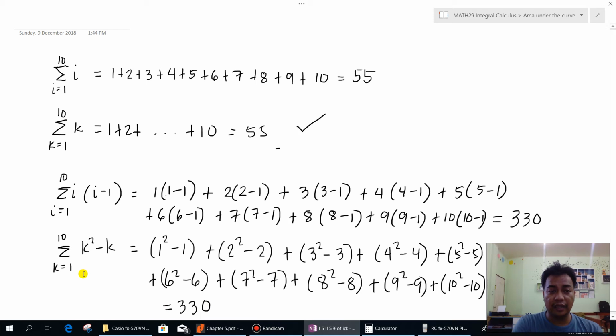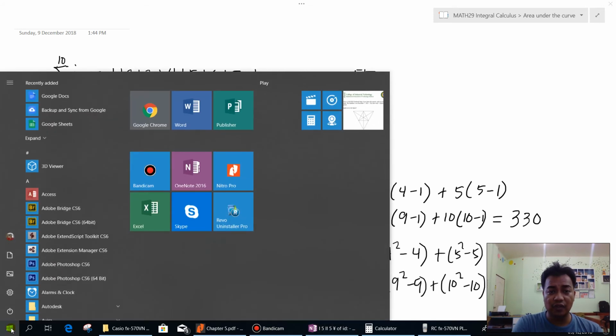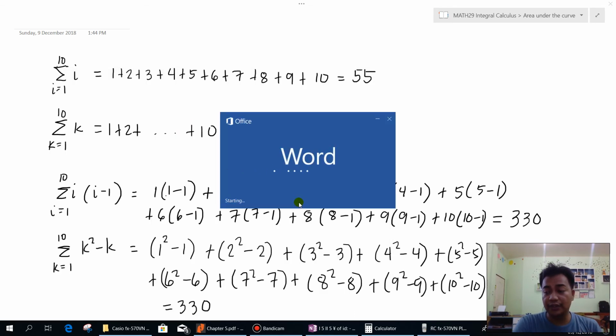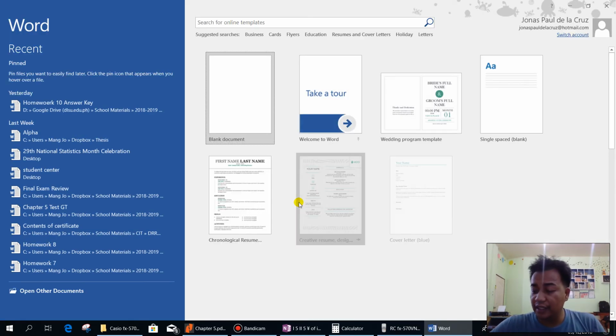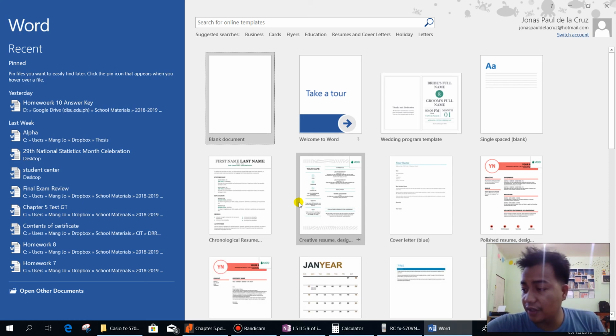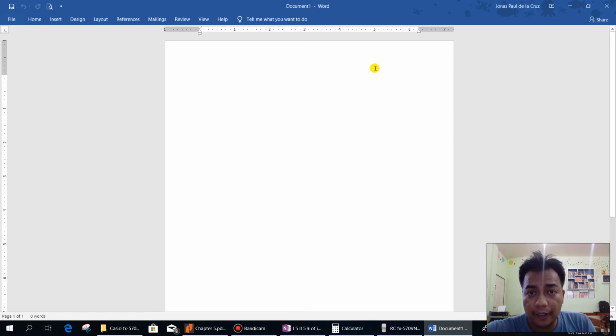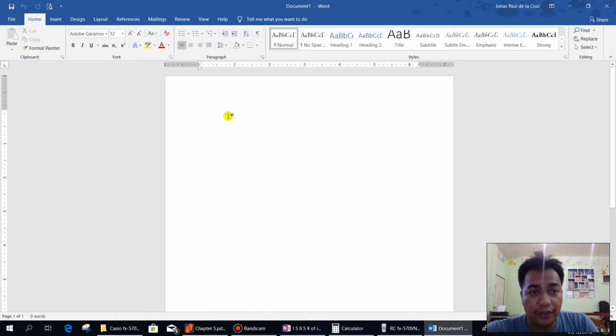Okay, now the other question is how do I write this? How do I encode this one? Punta kayo sa Word ninyo. Yung Word kasi, it requires a little bit of work, pero if you are already doing it for a while, medyo okay na. Okay, the long method, ito yung long method niya.